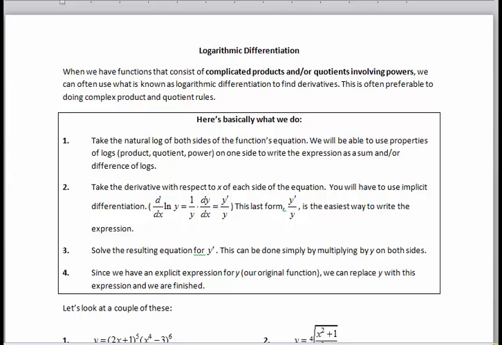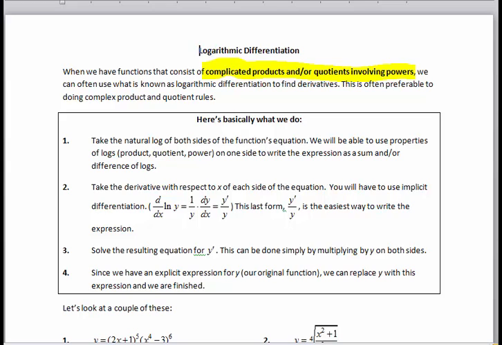We're going to look at a technique known as logarithmic differentiation, which can be used when we have functions that consist of complicated products and/or quotients that are raised to powers. This technique is called logarithmic differentiation because our first step in this process is going to be to take the natural log of both sides of an equation.